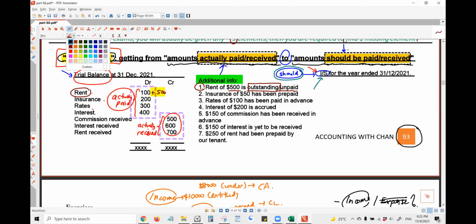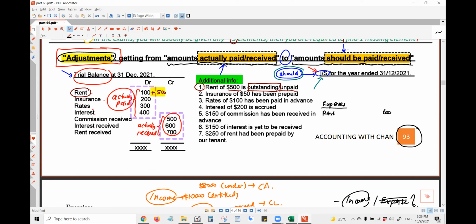Now let's put this into the income statement expenses section. In the expenses section, you will have rent. You will write 600 here. That's the amount you should pay for rent for the year.